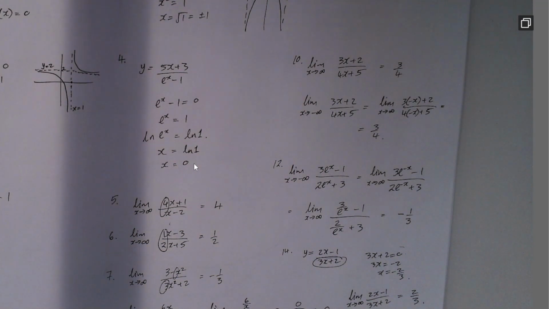1 over 2. Perfect. Brilliant. And then you're right at 1 over 2 because you look at the highest power e^x.